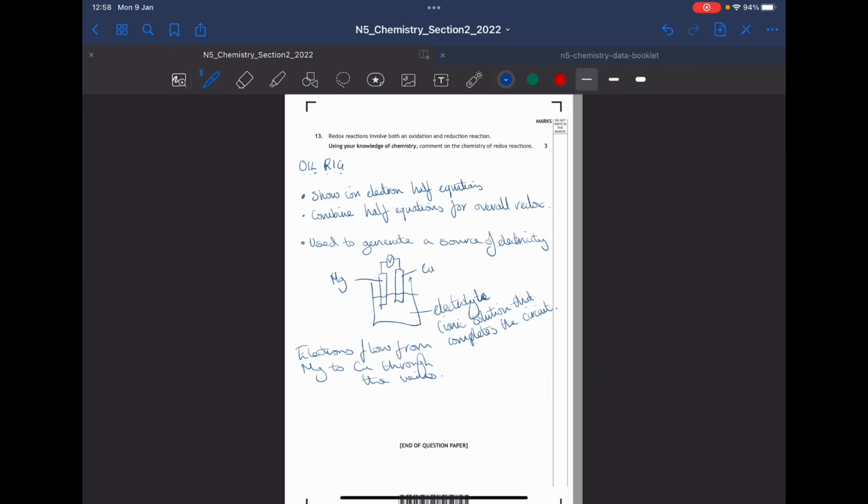Again, you could explain if you change the metals, that can change the voltage. So the further apart the metals are, the bigger the voltage. The closer they are, the lower the voltage. So you could give, again, specific examples for that. So you could say if you swap the magnesium for tin, the voltage would decrease.